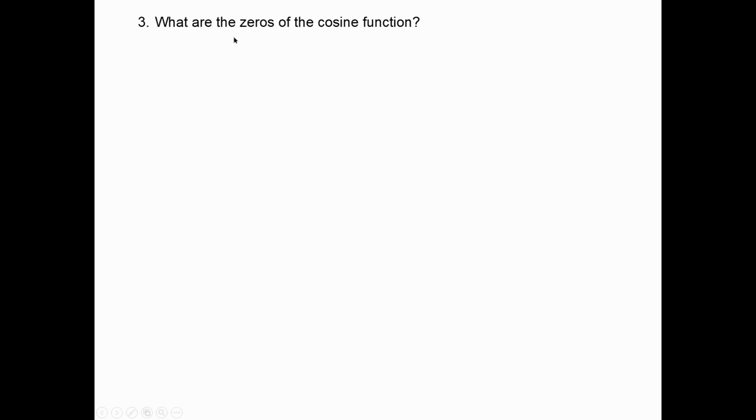Number 3. What are the zeros of the cosine function? Okay, remember, the cosine function did something like this. So that's x equals an odd multiple of pi over 2. The end of section 6.5. Now again, you can use your graphing calculator to graph anything at all. Just for the trig functions, be sure you're in radian mode.